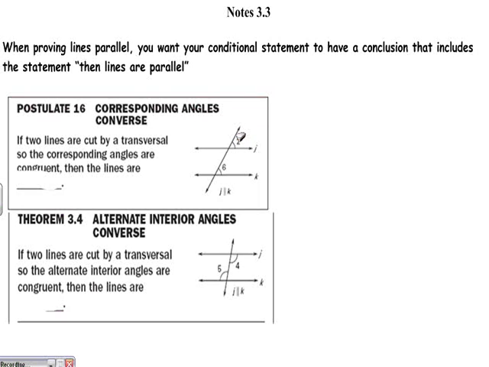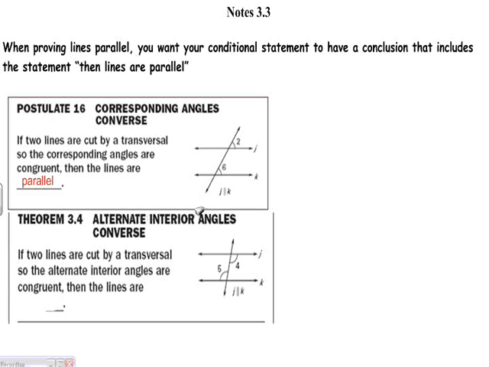And remember, corresponding angles are angles that are in the same position relative to the intersection of the transversal with the two parallel lines. And it says that if I have two lines that are cut by a transversal so that the corresponding angles are congruent, then the lines are parallel.